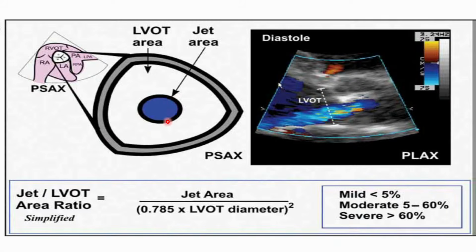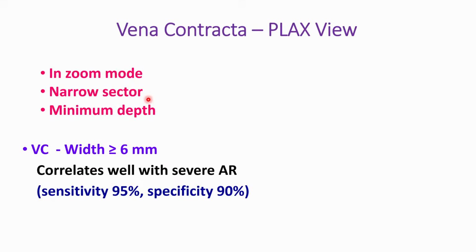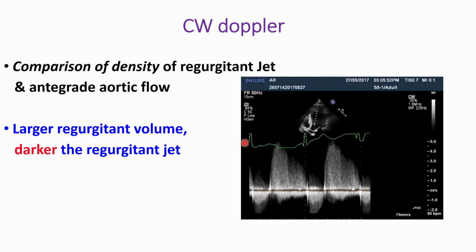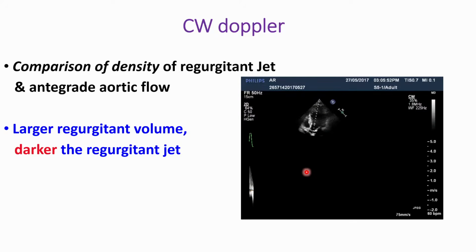In parasternal short axis view, we can see the regurgitant orifice area. Then vena contracta we usually measure in parasternal long axis view, and if the width is more than 6 mm, we consider it severe AR. Here we can see a regurgitation, and the vena contracta was 10 mm, suggestive of severe aortic regurgitation. And in continuous wave Doppler, look for the density of the regurgitant jet. If it is very dense, as we see in this image, that suggests severe AR.